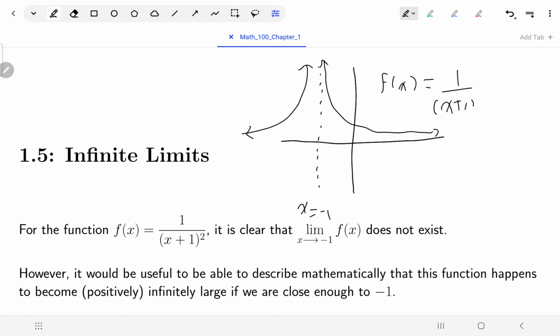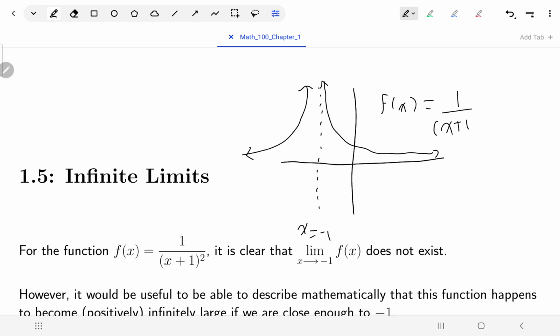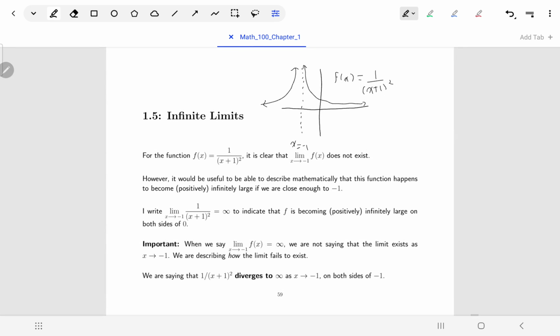So for sure, if I were describing this function to somebody with limits, and I were saying, what's the limit as x goes to -1? Does that limit exist? For sure, the limit does not exist because remember, for a limit to exist, f of x would have to be approaching some real number, and it would have to be approaching that same real number on the left and on the right as x approaches -1. But of course, for this one, f of x is not approaching a real number.